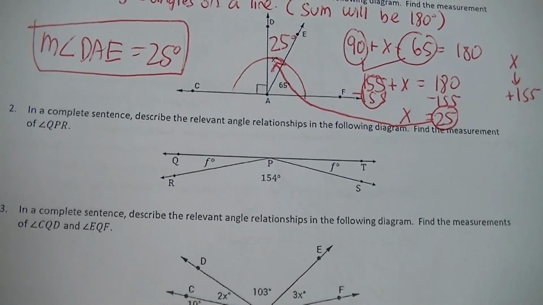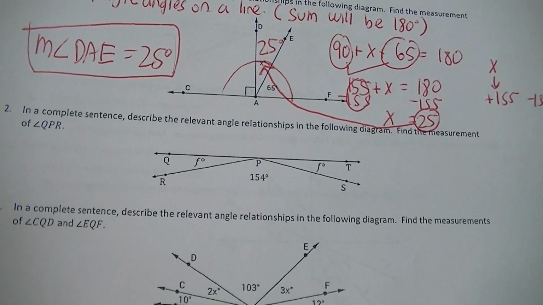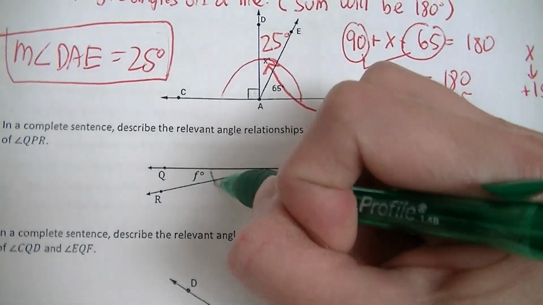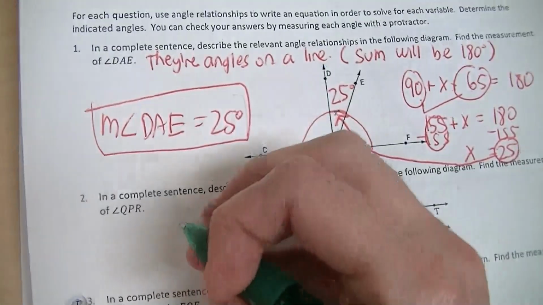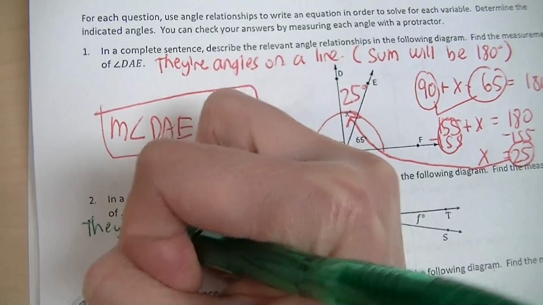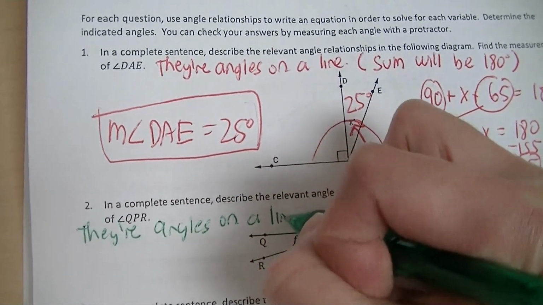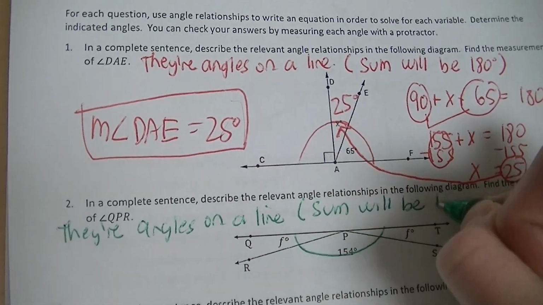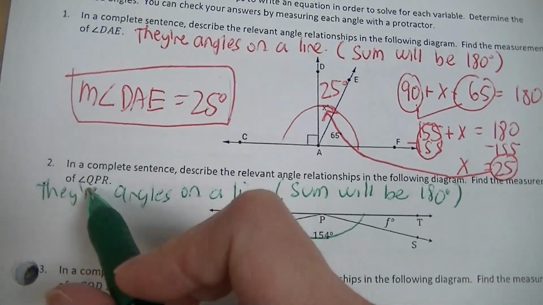Next problem. In a complete sentence, describe the relevant angle relationships in the following diagram. Find the measurement of angle QPR. First things first, the relationship right here: that angle and that angle are angles on a line. They're going to have a sum of 180 degrees. Write that down. Let's go ahead and figure out the measurement of angle QPR.